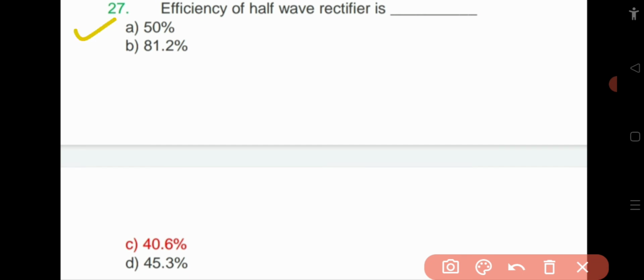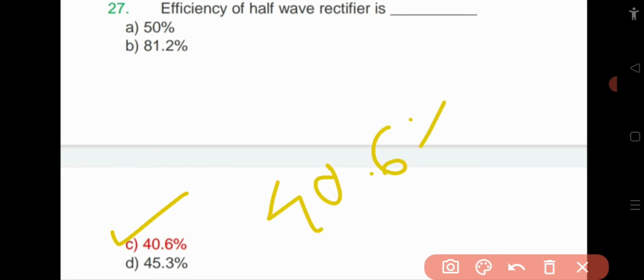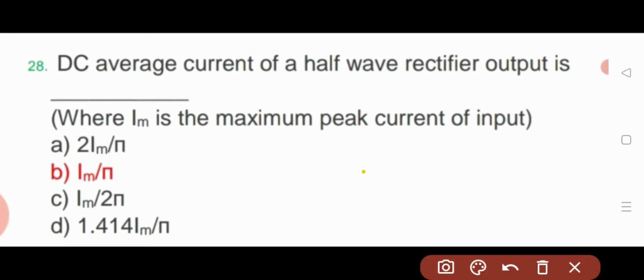Question number 27. Efficiency of half wave rectifier is option A 50%, option B 81.2%, option C 40.6%, option D 45.3%. Then the answer is 40.6% efficiency of half wave rectifier. Next question.